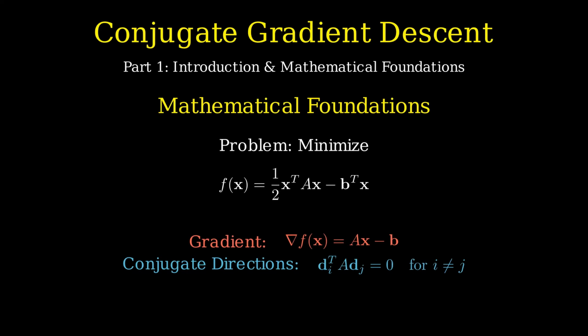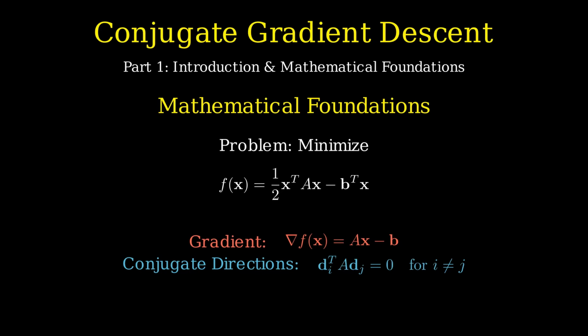And here's the beautiful part. If we search along conjugate directions, each step is completely independent from previous steps. We don't interfere with the progress we've already made. In fact, for an n-dimensional quadratic problem, CGD is guaranteed to find the exact solution in at most n steps. Compare that to gradient descent, which could take hundreds or thousands of iterations.